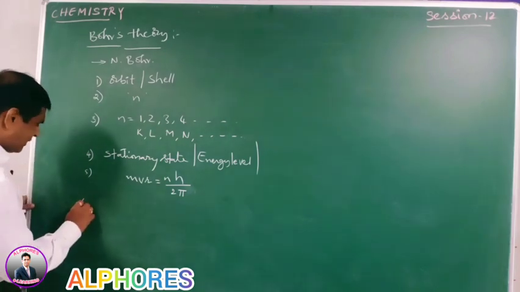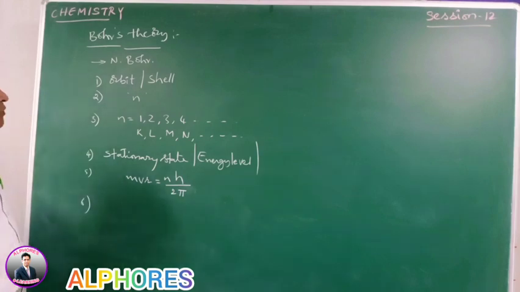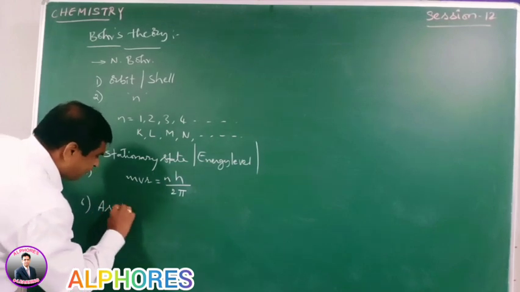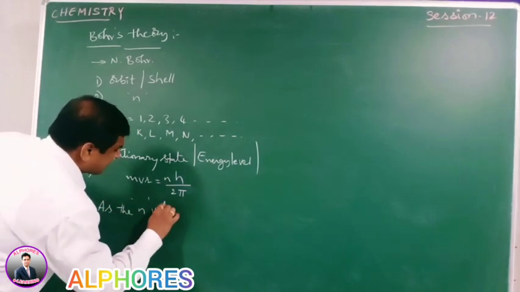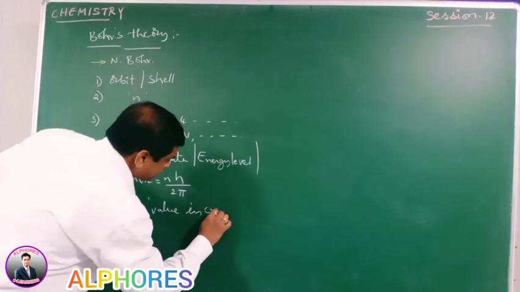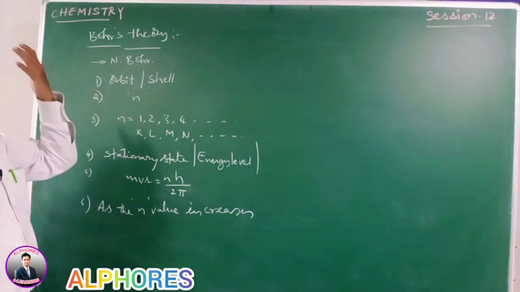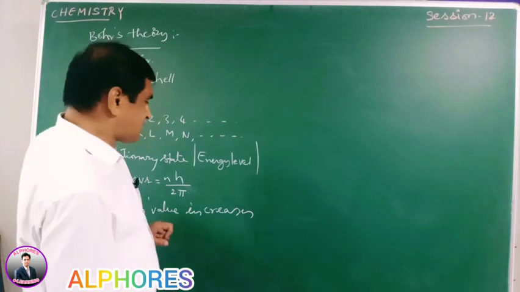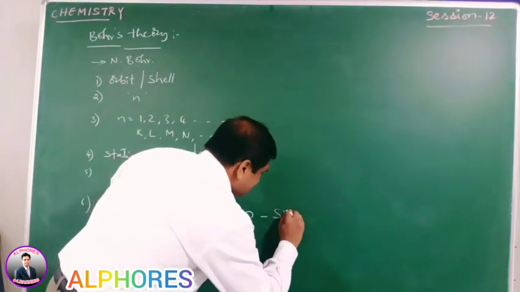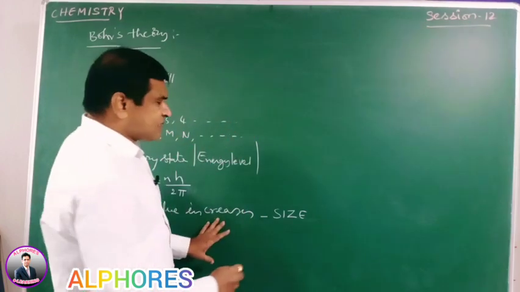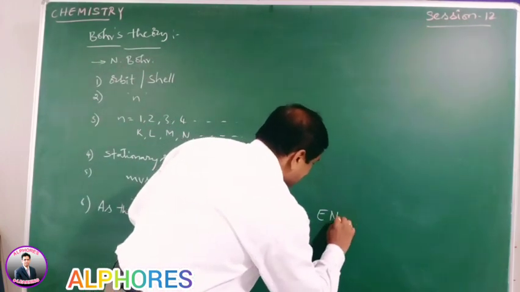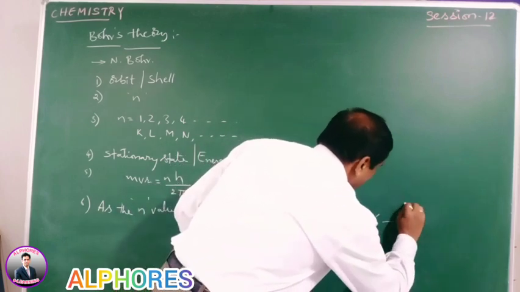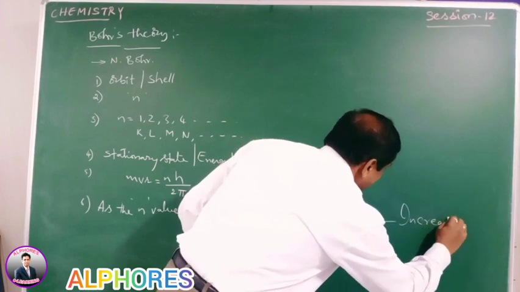Coming to the next point: as the number of orbits increases, that means as the n value increases, the size increases and the energy also increases. Size and energy both increase.